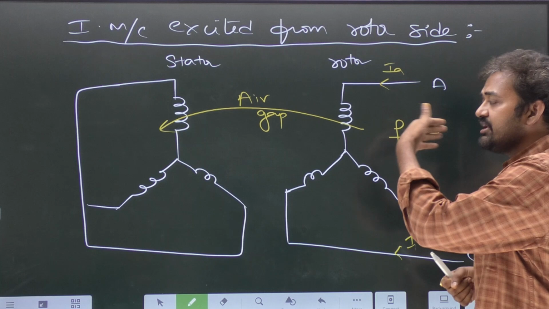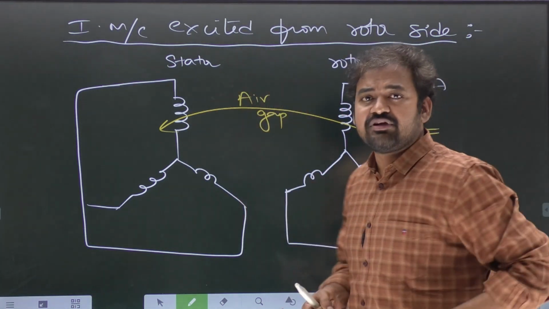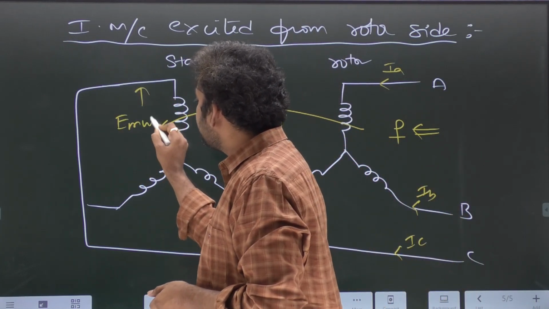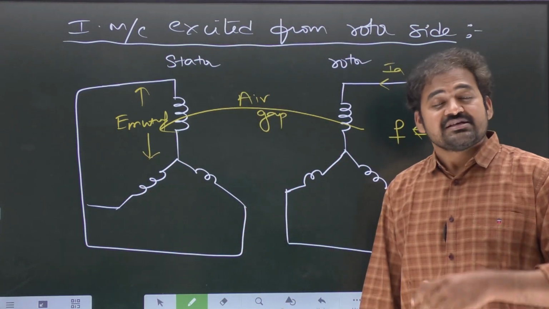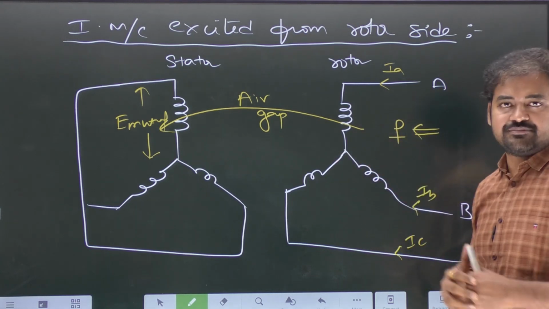So rotor field will create first. That rotor field will cross air gap and link stator winding. Therefore, mutual EMF will be induced in stator winding this time. Mutual EMF is induced in stator winding. Self EMF will be induced in rotor winding because machine is excited from rotor side.